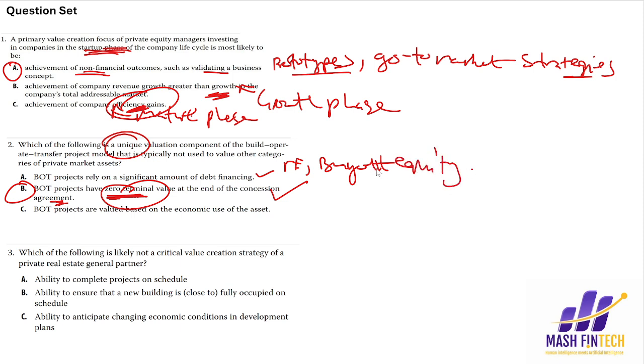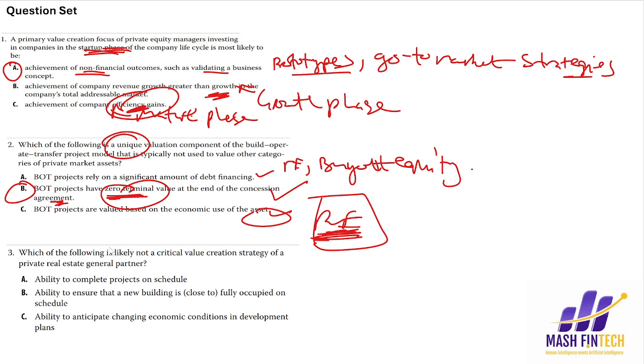All right. And then build, operate, and transfer project model projects a value based on the economic use of the asset. This is also true, but it's not unique to private market investments. Real estate has the same thing. We spoke about this, that the economic use is important in terms of real estate.